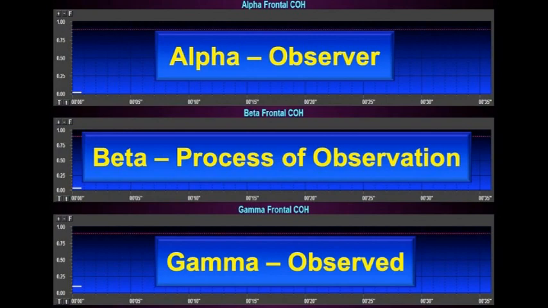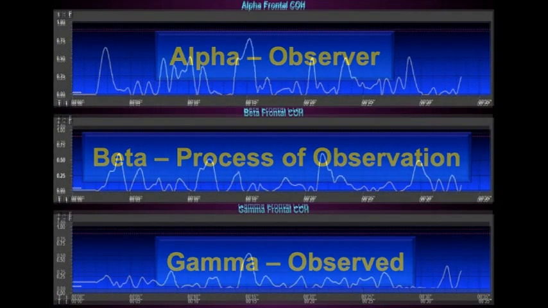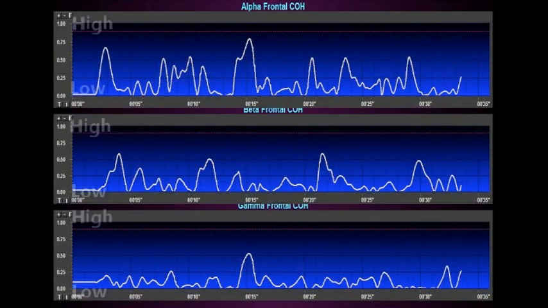displays. Alpha for observer, beta for the process of observation, and gamma for the observed. These 3 panels will be repeated a number of times to illustrate the evolution of conscious experience. Here, for example, are 3 white lines now. You notice that each line goes up and down from high to low for alpha, for beta, and for gamma.